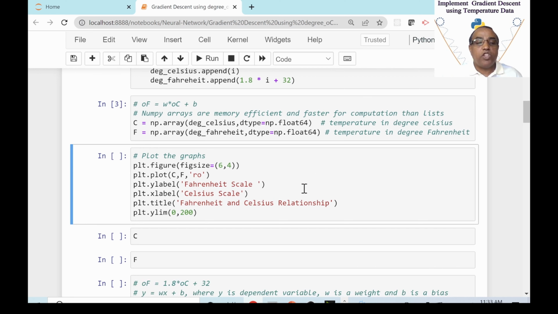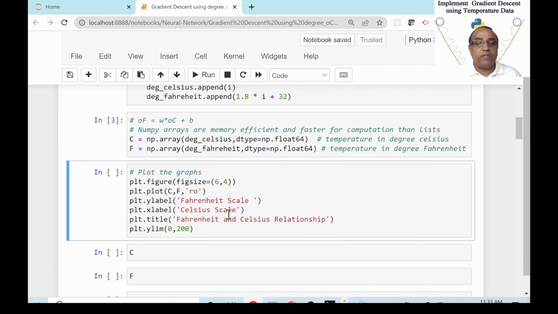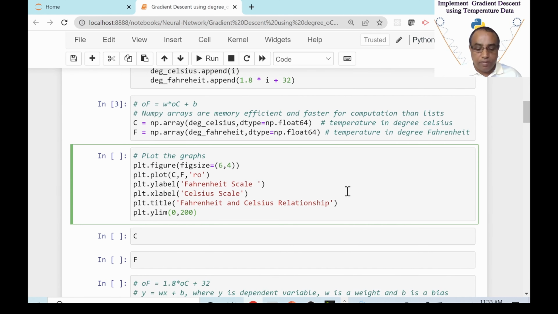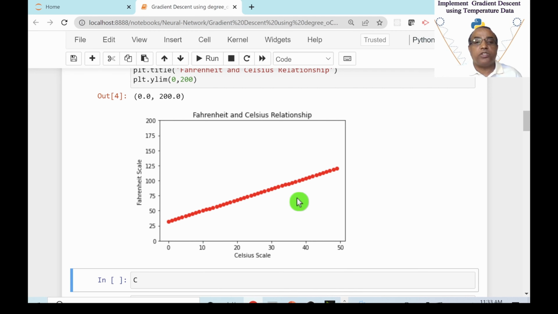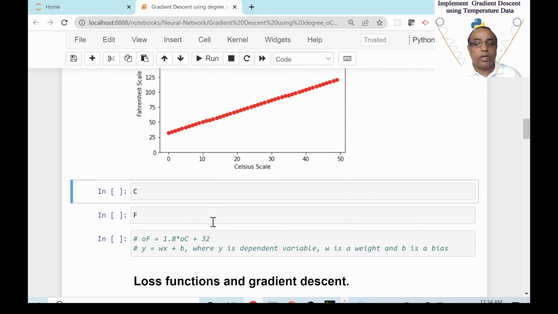Okay, now let's plot degree Celsius and degree Fahrenheit using Matplotlib. Right, so you'll have this straight line. The slope of this line should be 1.8 and the y-intercept should be 32. Okay, let's see how they look.